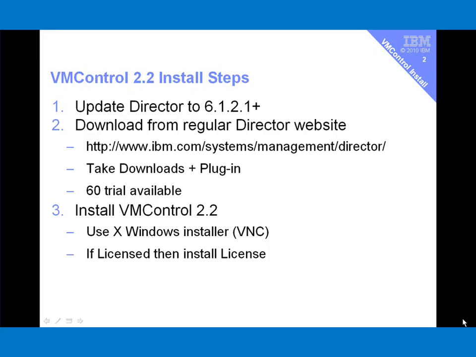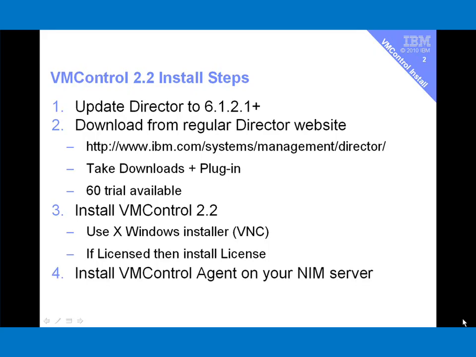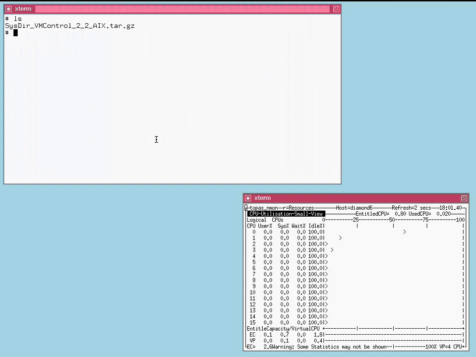If you have purchased the license for VMControl, then there's an extra package that you'll get, and you install that, and that will take you from the 60-day trial to the fully licensed version. Then you need to install the VMControl agent on your NIM server, your Network Installation Manager server, and we'll go through that. Then you'll discover appliances, which looks through your NIM server to see if it can find any appliances that are already on there. And then you're ready to use VMControl to do things like capturing a workload and redeploying it.